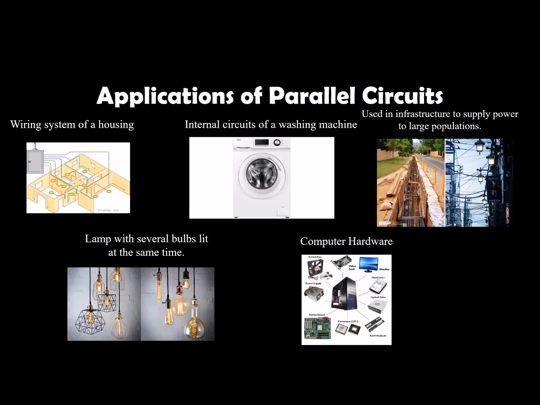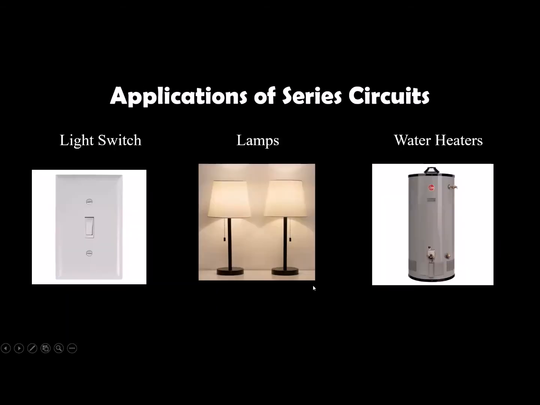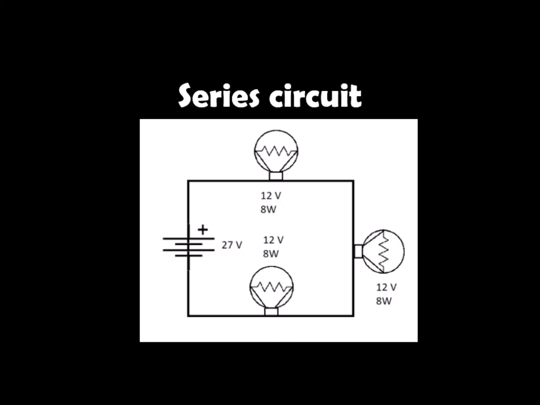But first of all, what are some applications of parallel circuits? They are used for the wiring system of houses and the internal circuits of a washing machine. They are used in infrastructure to supply power to a large population. They are also used in lamps with several bulbs lit at the same time, and computer hardware is designed using parallel circuits. Some applications of series circuits include light switches, lamps, and water heaters.